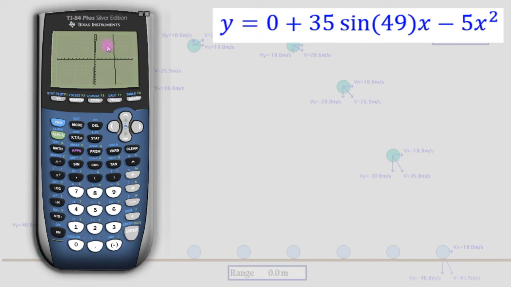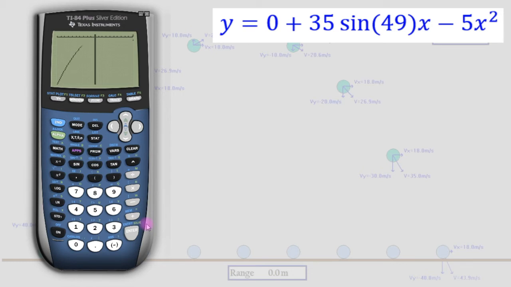But first, let's get the whole thing to where we can see it. To that end, we've got a couple of options. We could adjust our window, so we can go to Window and make adjustments there. We could also go to Zoom. Now, one option, if you don't have it in a standard window, is to hit 6. You could also hit something called Zoom 0 or Zoom Fit. We'll try that and see what happens.